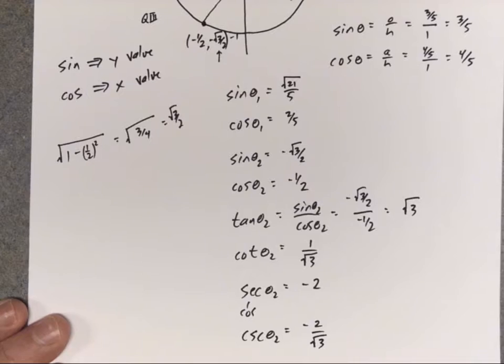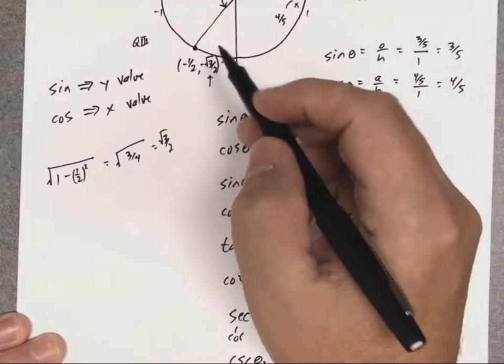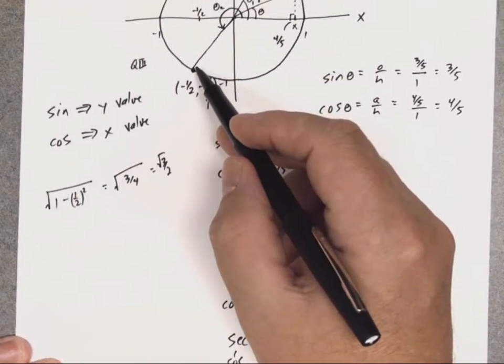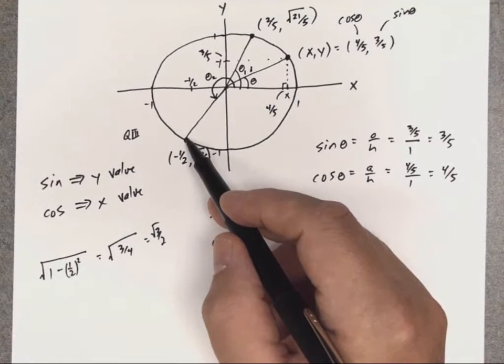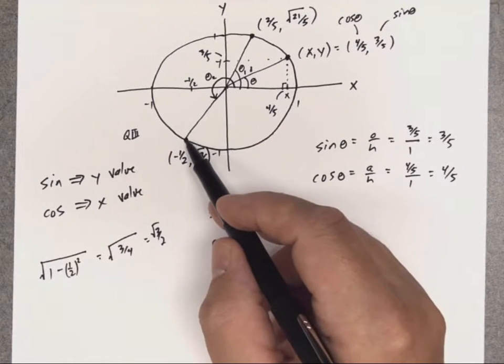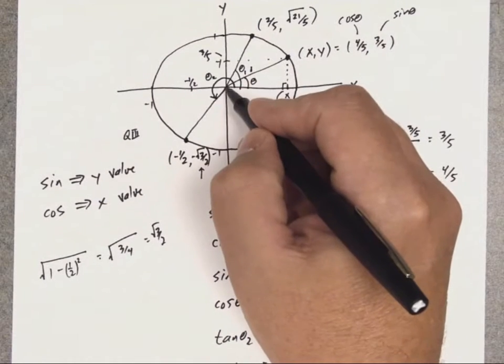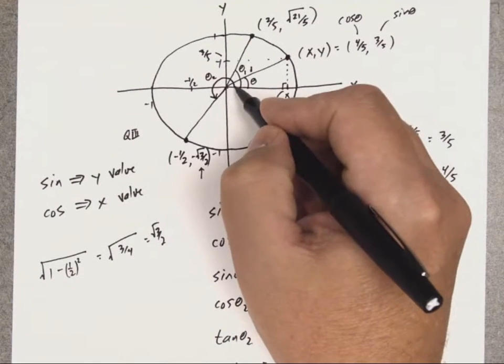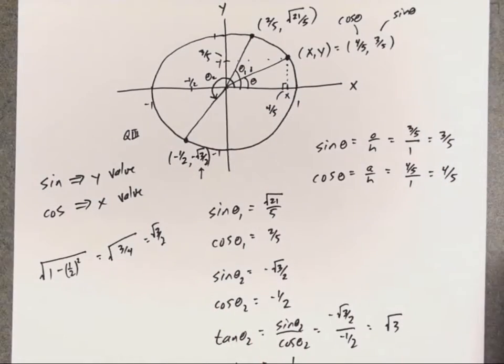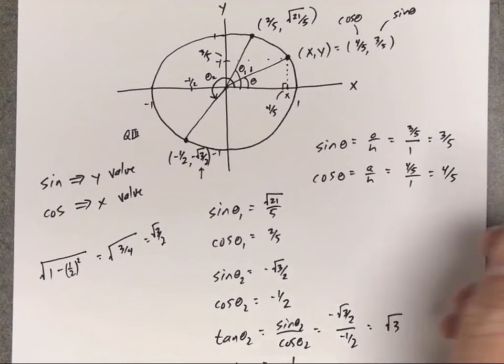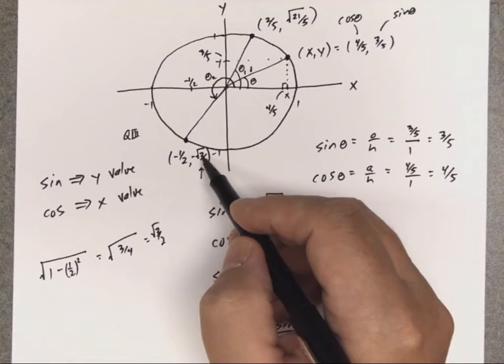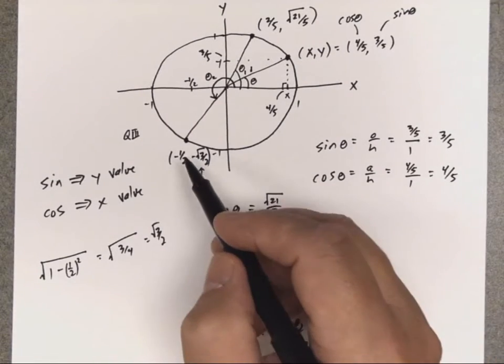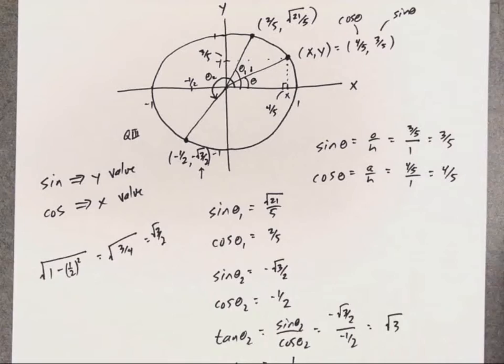So in summary, if you have a point on the unit circle, and you know the x and the y of that point, and then you use that point to create an angle, right away, because you know the x and y of that point, you automatically know the sine and the cosine of that angle.